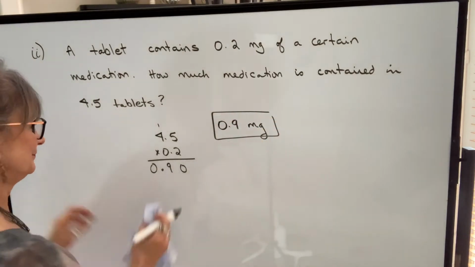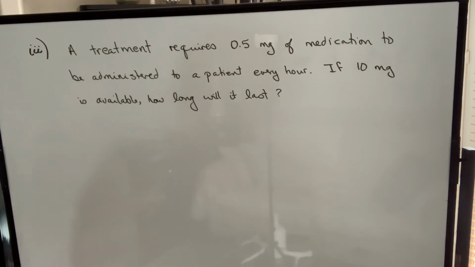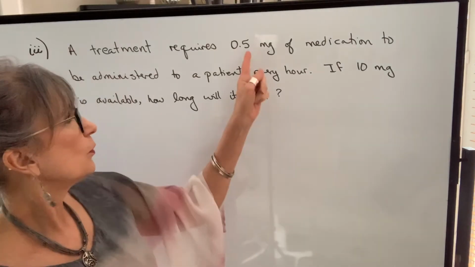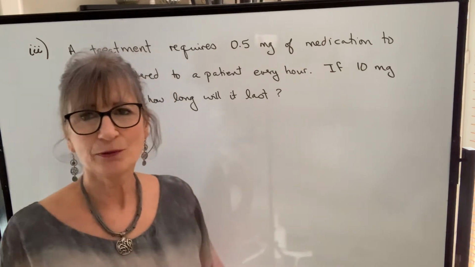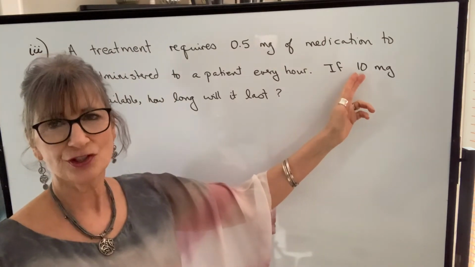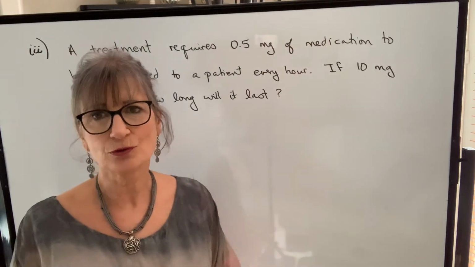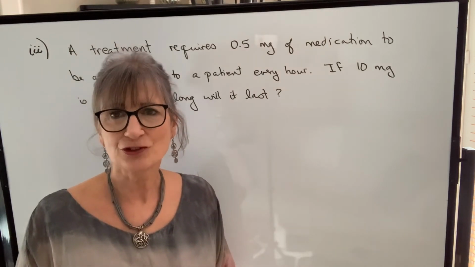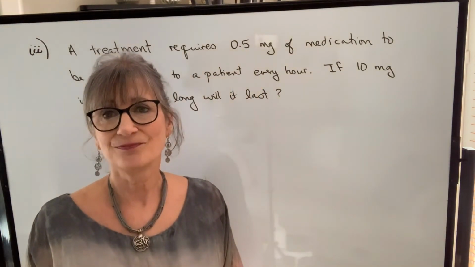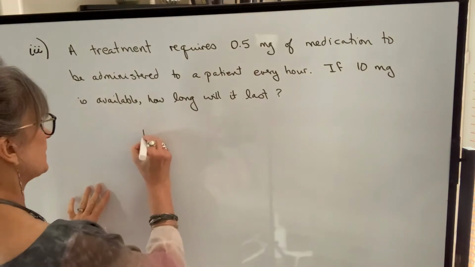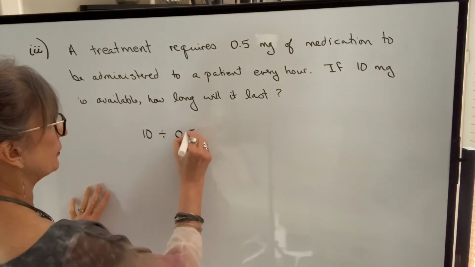Let's try some more. Okay, the next example says a treatment requires 0.5 milligrams of medication to be administered to a patient every hour. If 10 milligrams is available, how long will it last? If this had been a whole number, if this had been 5 milligrams, we would probably clearly see that we would have to take our total amount of medication and divide by the amount of medication per dose. So we would do division. We're going to do the same thing, although we're going to be doing division with decimals. So we're going to be taking 10 milligrams and dividing by 0.5 milligrams.